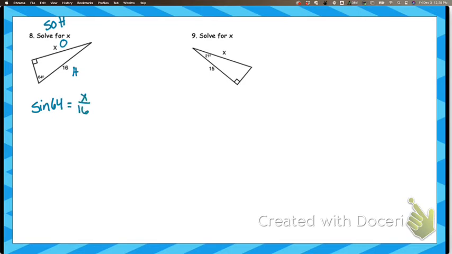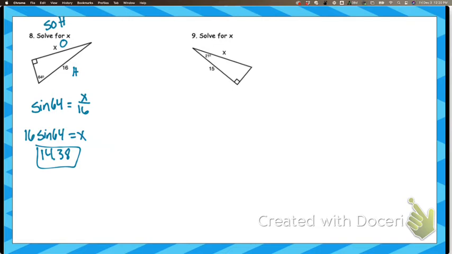Then we need to solve our equation, so multiply both sides by 16. At this point, plug it into a calculator. Again, make sure your mode is in degrees, and I just realized my calculator is not. So then we plug it in, 16 times the sine of 64, and I get 14.38.